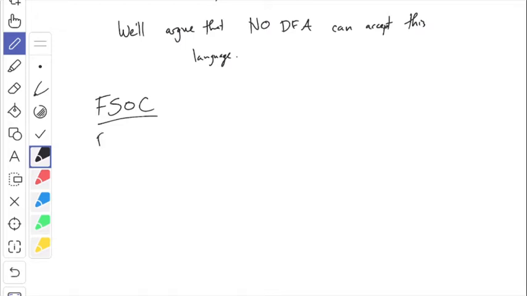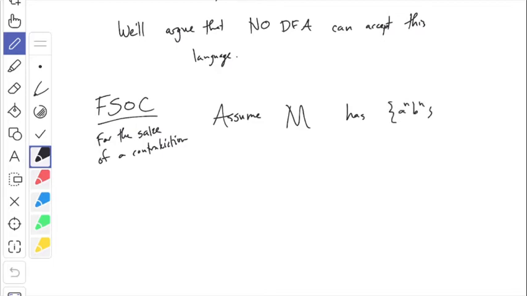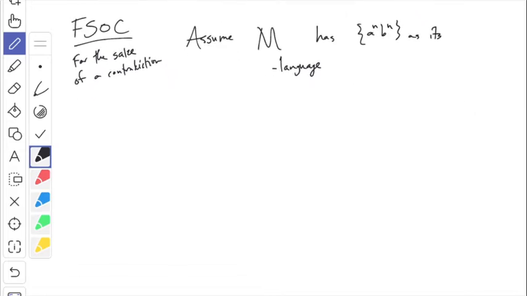This means, for the sake of a contradiction, I'm going to assume M has this as its language, A to the N, B to the N. I hope you'll tell me if I go off the screen. What I see on my screen is slightly different from that screen because the aspect ratio is different. I'm going to assume that M has this as its language.